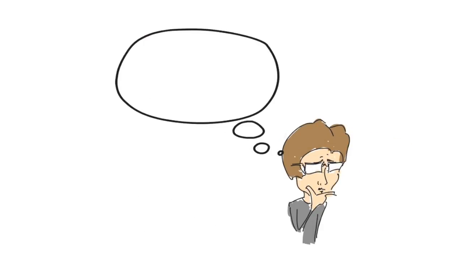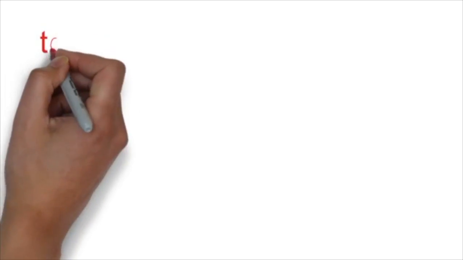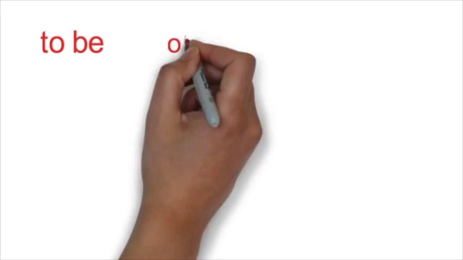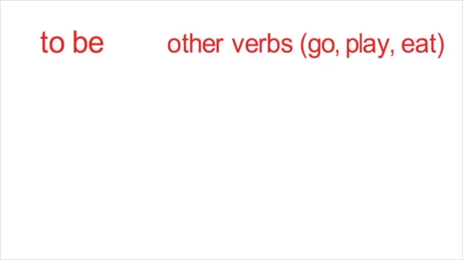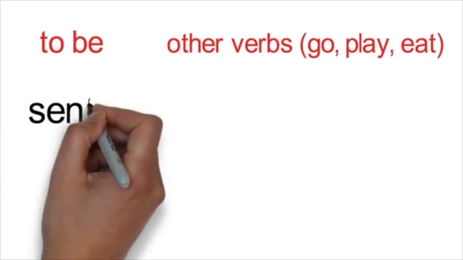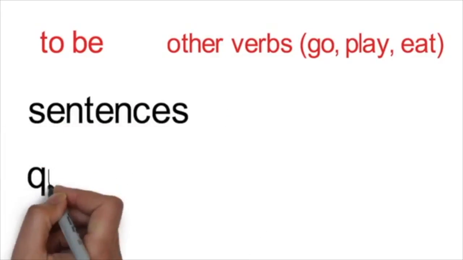Now, we need to work out how to form the past simple tense. As we have seen before, there are two types of verb in English: the verb to be and other verbs. In this presentation, I will show you how to use the verb to be as a sentence or as a question.